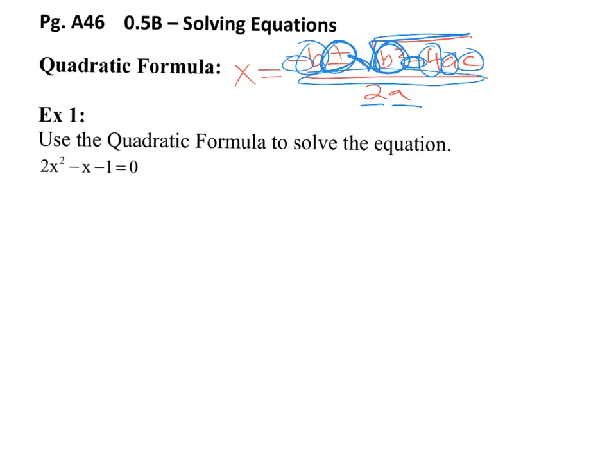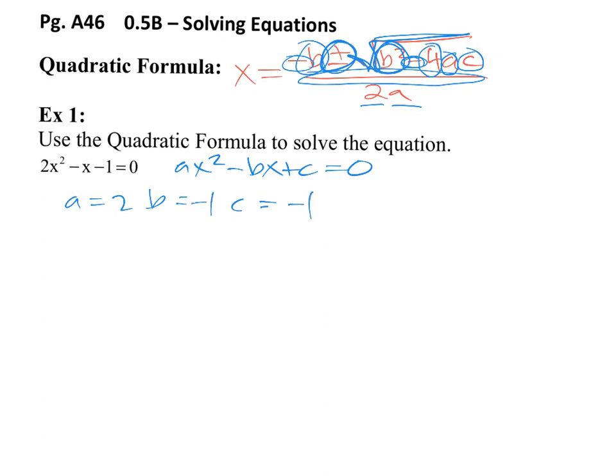Moving on to example 1. Use the quadratic formula to solve the equation. Okay, so I need to figure out my A, my B, and my C. All right, remember a quadratic equation has this structure. It's already in that structure for example 1. So A is 2, B is -1, and C is -1.